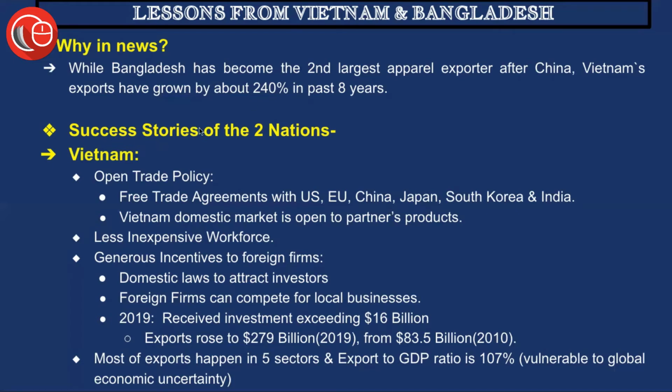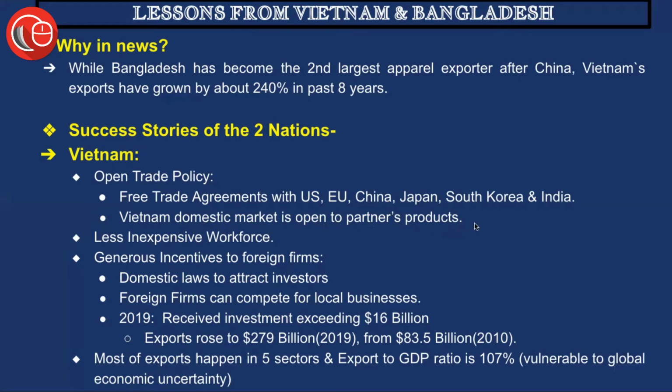So here are the success stories of these two nations. Firstly, if we talk about Vietnam, it has an open trade policy. And by open trade policy, we mean that it has free trade agreements with the United States, European Union, China, Japan, South Korea, and India. And Vietnam's domestic market is open to partners' products.